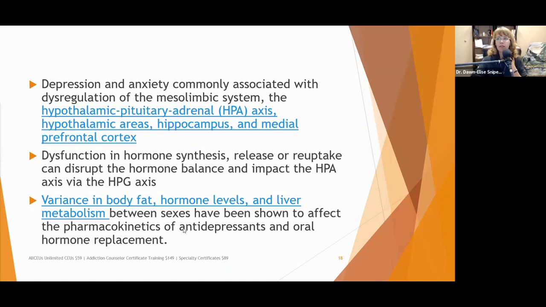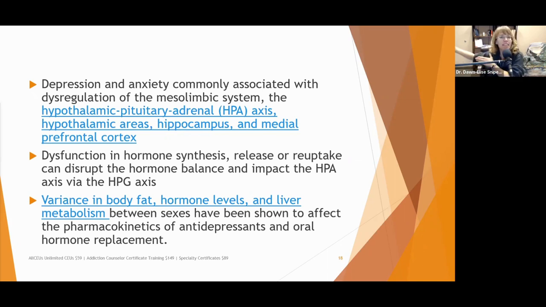Depression and anxiety are commonly associated with dysregulation of the mesolimbic system, the hypothalamic pituitary adrenal axis, the hypothalamic areas, hippocampus, and the medial prefrontal cortex. Dysfunction in hormone synthesis, release, or reuptake. So you can have estrogen and maybe the body can't produce it. Maybe the body isn't releasing it like it should. It's just sitting there in storage. Or the body releases it and the receptors aren't receiving it.